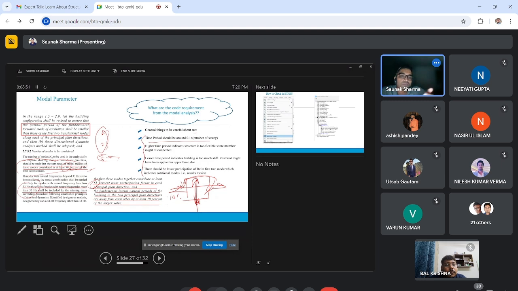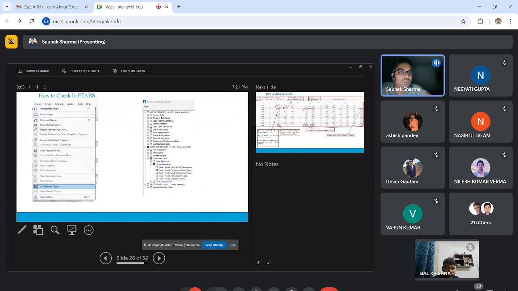These are the common mistakes we can make in the modeling part. We can find them out by seeing the model results. Let's go to how it is done in ETABS.